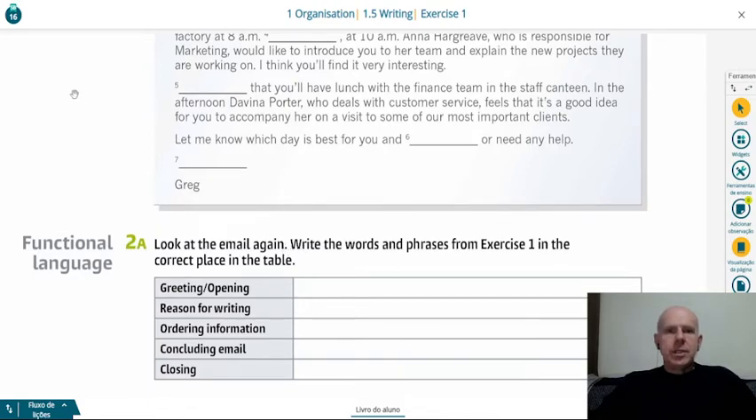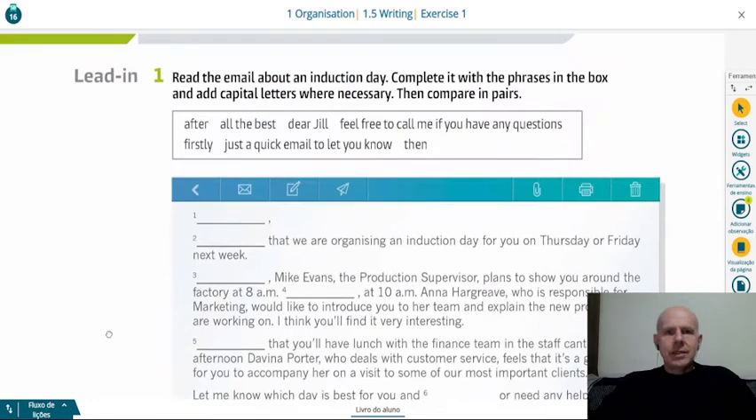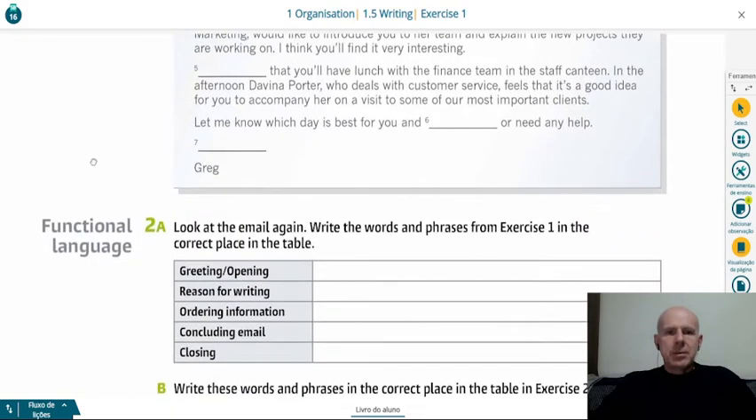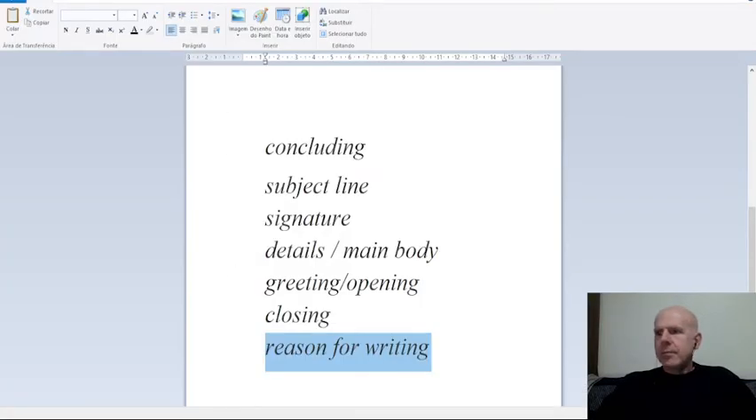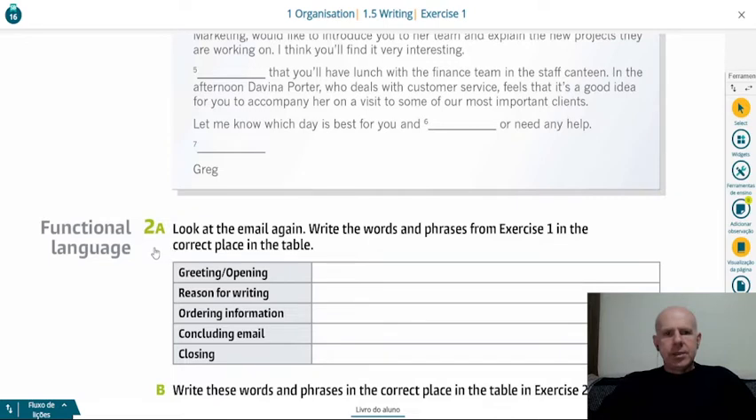We should write the words and phrases from exercise 1, these ones, in the correct place in the table. Do you remember that we had this list here? Well, I didn't tell you the order, but maybe I'm going to give you part of the order here. Look, we have greeting and opening, reason for writing, ordering information, concluding email, and closing. A closing is bye-bye. Concluding is like what you say in preparation for the goodbye, right?